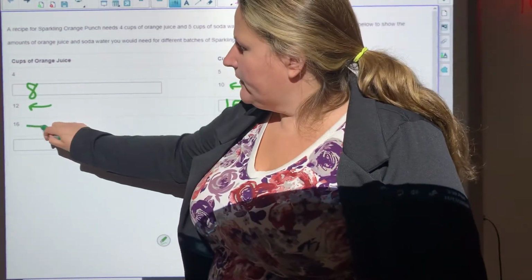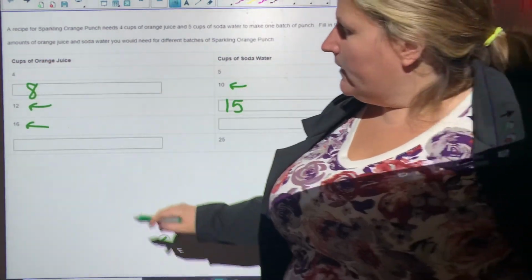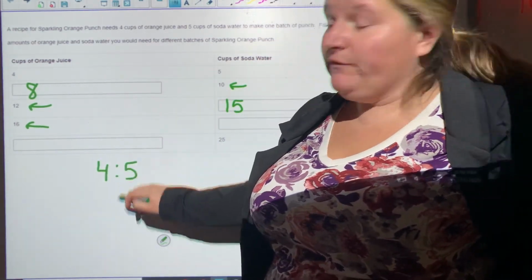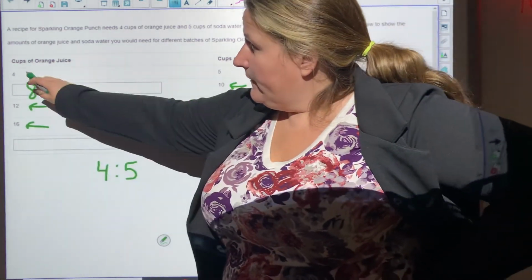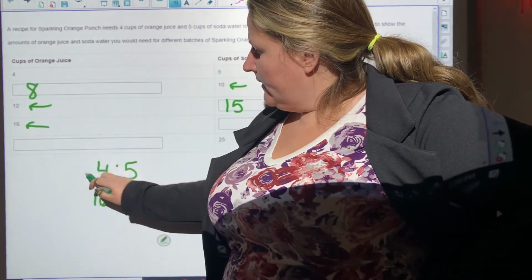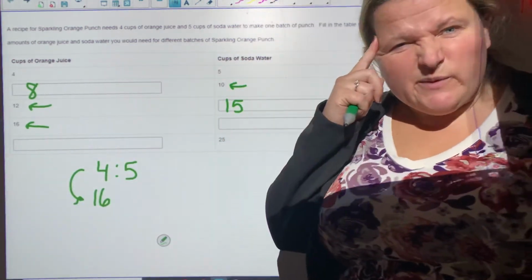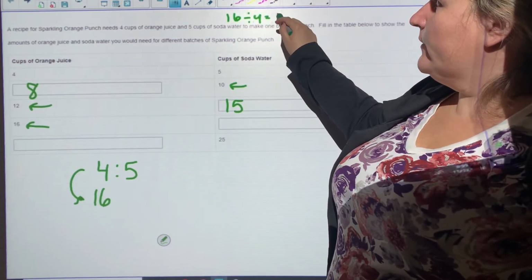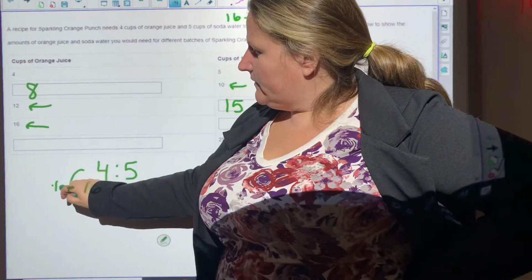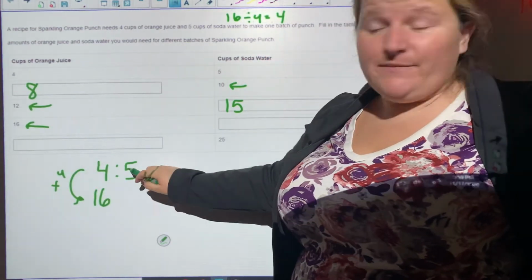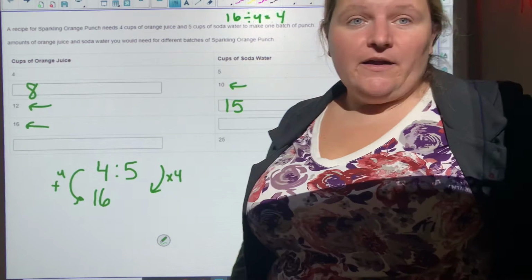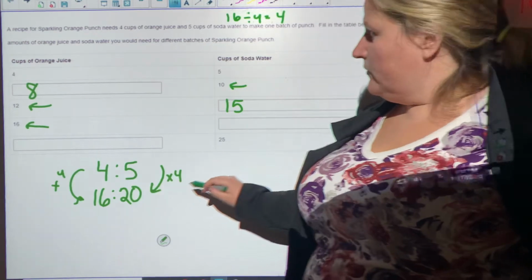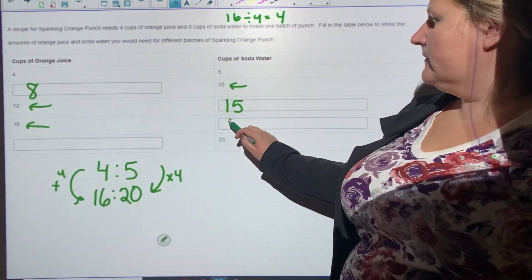So here I have a 16 in my orange juice column. So again, I'm starting with my 4 to 5, and remember, we're finding equivalent ratios. 4, I'm going to 16. So I want to think, 4 times what is 16? I might need to do some division and just say, okay, well 16 divided by 4 gives me 4. So I'm multiplying this side by 4. That means I have to multiply my soda water by 4. And I would do 5 times 4 is 20. So 20 goes with my 16.